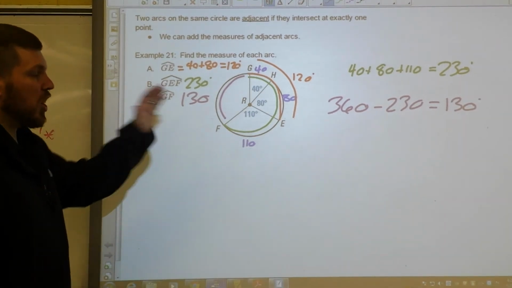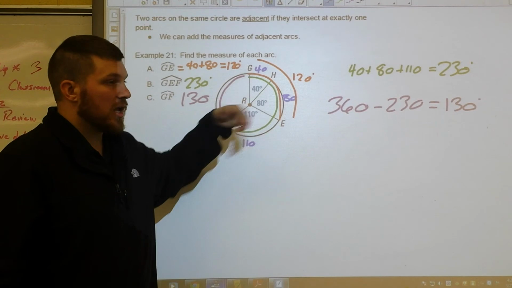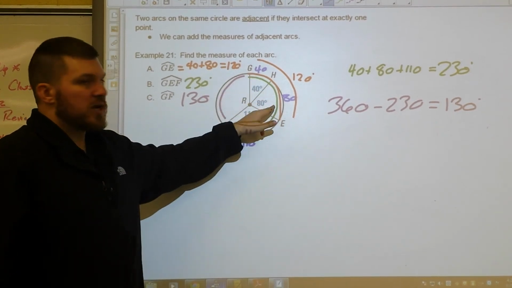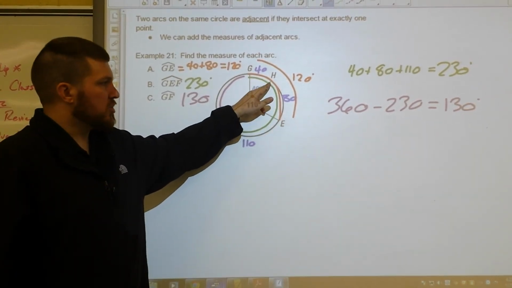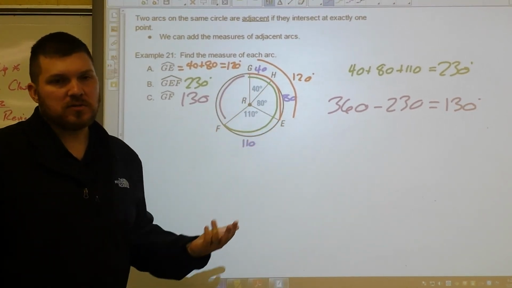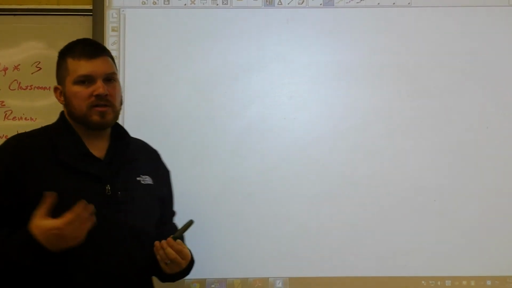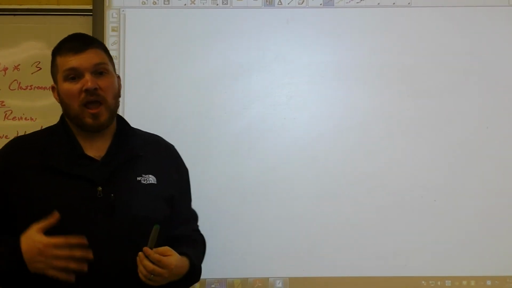Okay, and again, all of this started with the fact that the central angle and minor arcs are the same. These arcs were adjacent because they shared a point on the circle, so they're side by side. And then I just did some basic addition and subtraction. No big deal, no surprises. And that's it for this video about central angles and arcs.